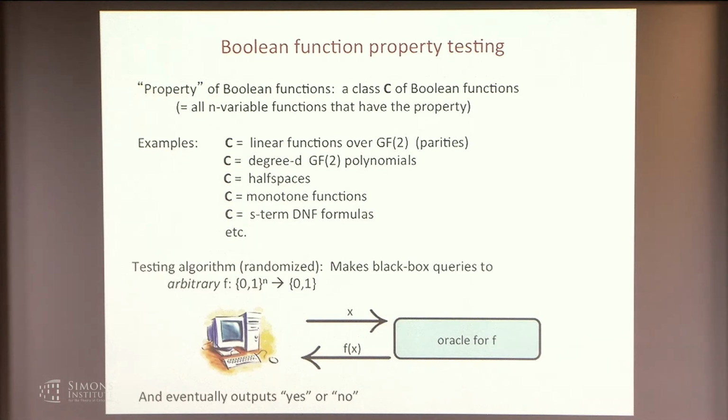So a testing algorithm, again, this is probably familiar to everyone, I'll keep this quick, is just a randomized algorithm which gets to make black box queries to an unknown Boolean function which is completely arbitrary. Okay, so there's an arbitrary unknown f. The tester can give an x, get back f of x, and the point of the testing algorithm is to eventually output either yes or no, depending on whether or not it thinks the function is in the class or not.